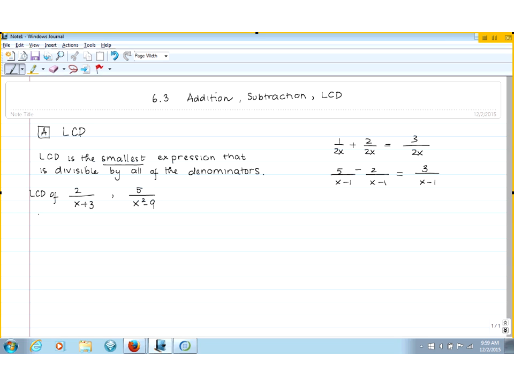Okay. So what we can do, so how do we find the LCD? To find the LCD, factor each denominator.